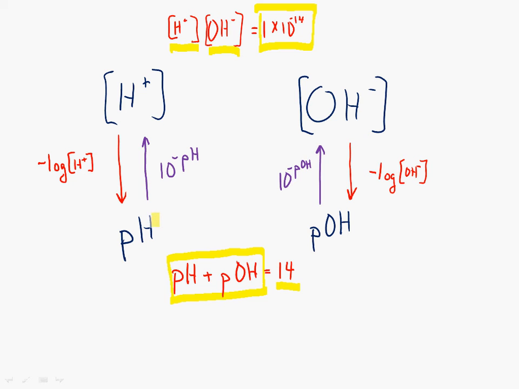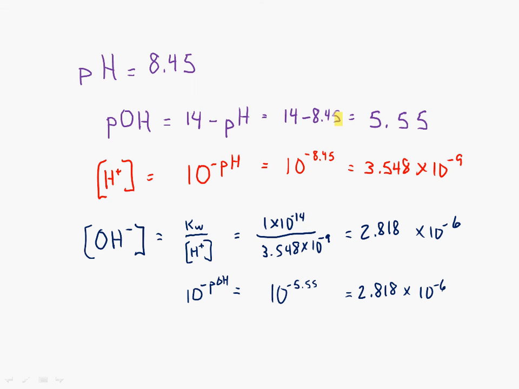Now, the relationship here, going from pH to hydrogen ion concentration, is calculated by 10 raised to the power of the negative pH. And hydroxide ion concentration can be calculated by taking 10 and raising it to the power of the negative pOH. So here we see several examples of this.